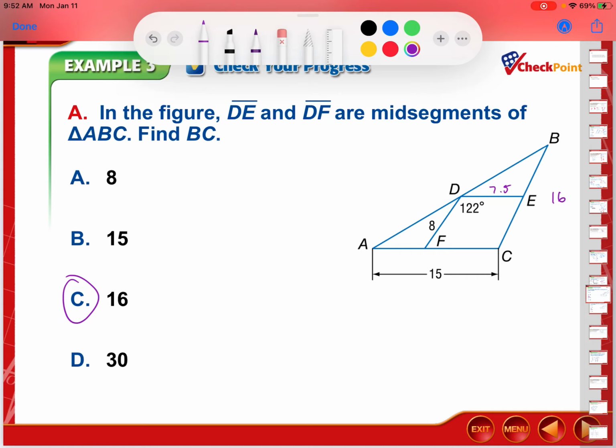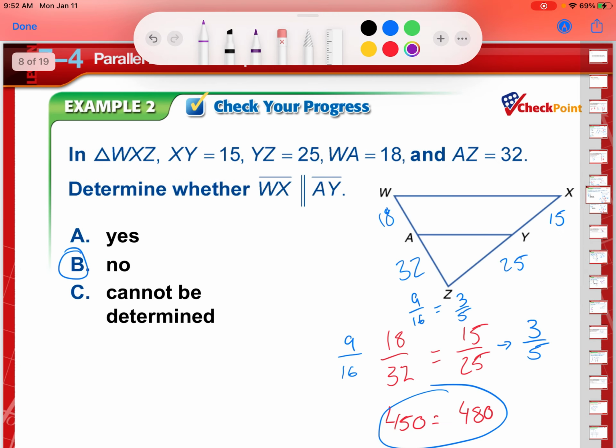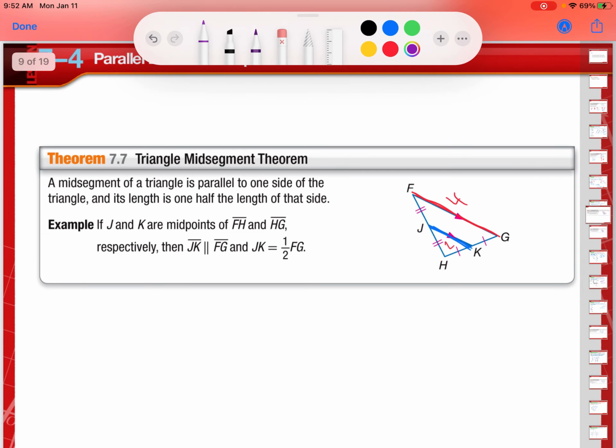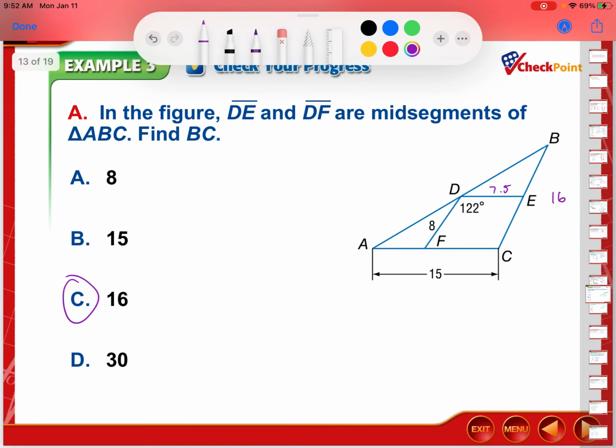Now, once again, though, if these are both mid-segments, then that means that they cut the triangles in half as well. Let's go back. Did I go too far? So that means they cut the triangles in half as well. So if we look at this, that means this and this are the same, which also means it's the same as this. And then likewise, 8's the same as these two.